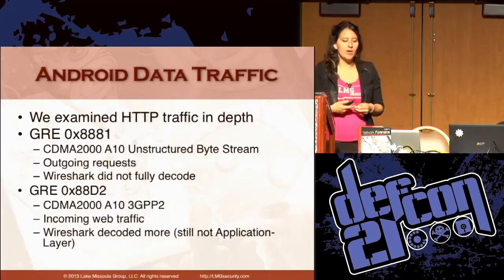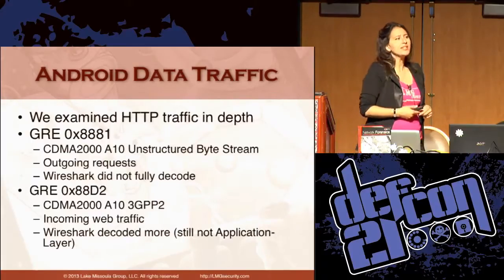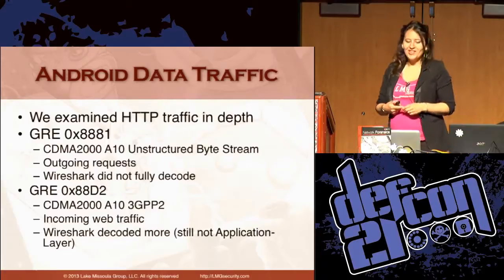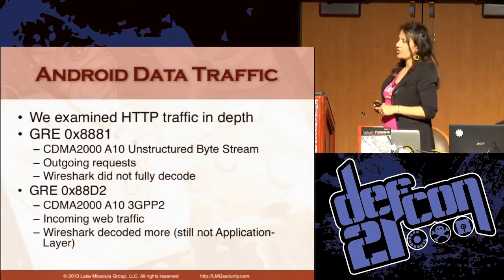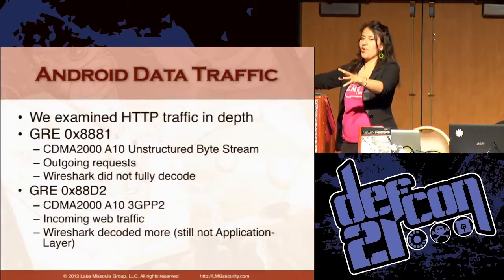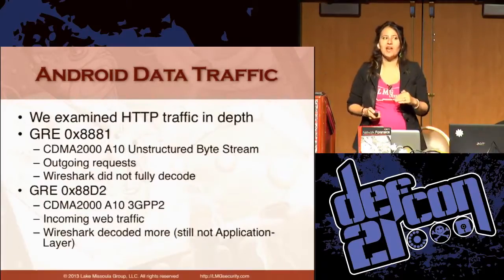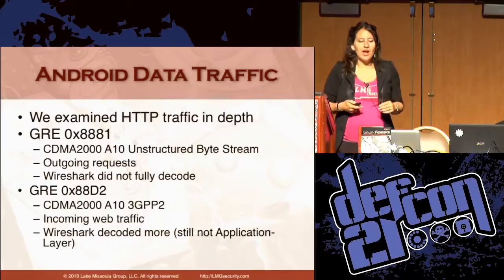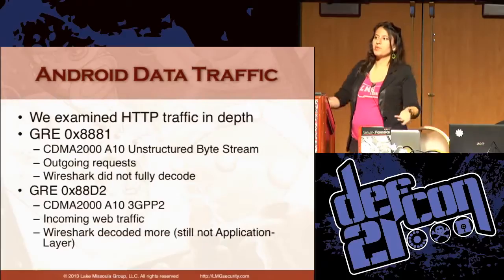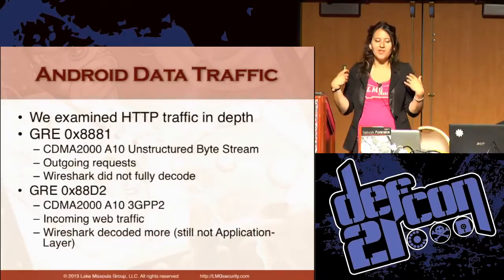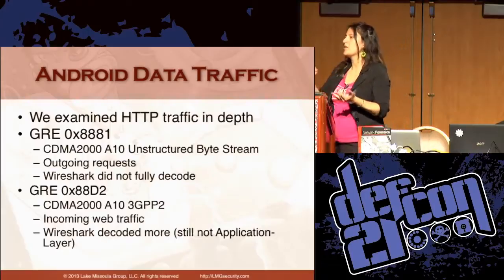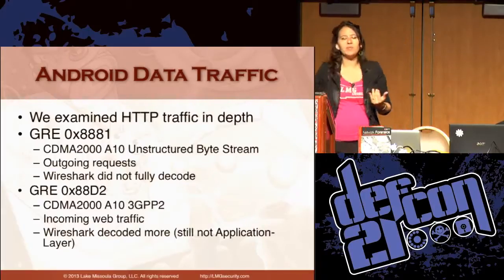This was a default version of Wireshark. There was GRE type 8881, which is not the one I like. It is a CDMA 2000 A10 unstructured byte stream packet, and this was used for outgoing HTTP requests. Wireshark didn't dissect this at a very high layer. However, there were also GRE 88D2 packets which were used for incoming HTTP requests. And Wireshark did decode more. It could get all the way up to TCP, so it got IP and then TCP. It still didn't get the HTTP in most cases.